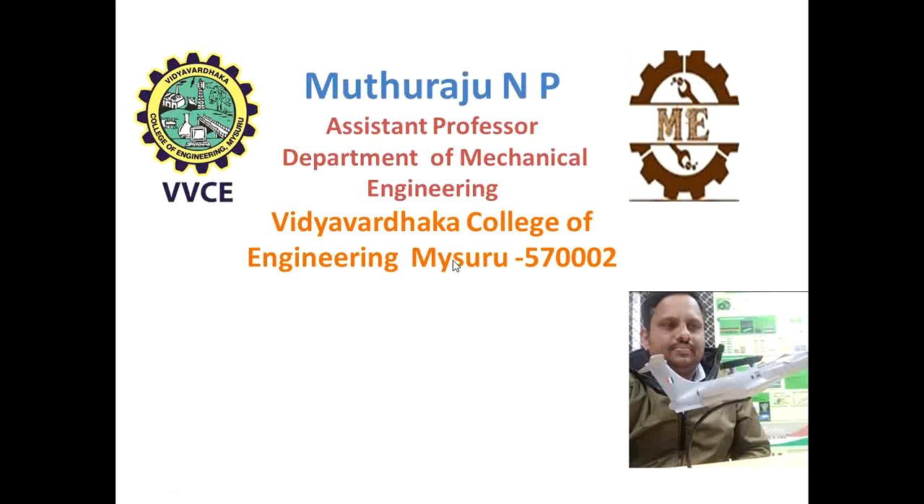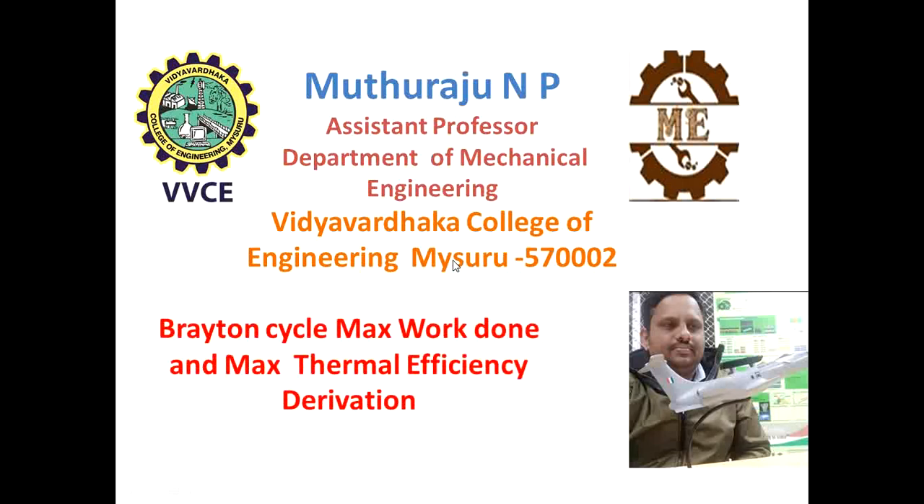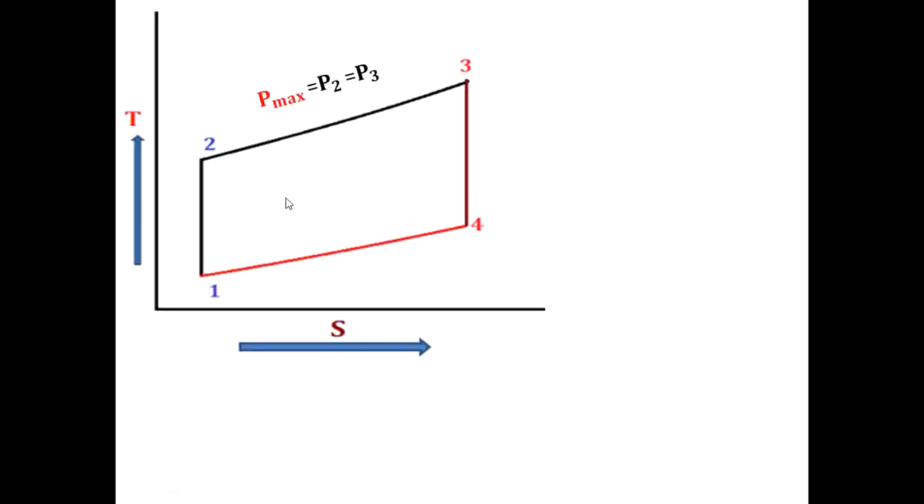Now I will explain to you the Brayton cycle maximum work done and maximum thermal efficiency in terms of maximum temperatures. This derivation is usually asked in the module 2 gas turbine part. Very important derivation. As usual, you write down the TS diagram for the gas turbine.